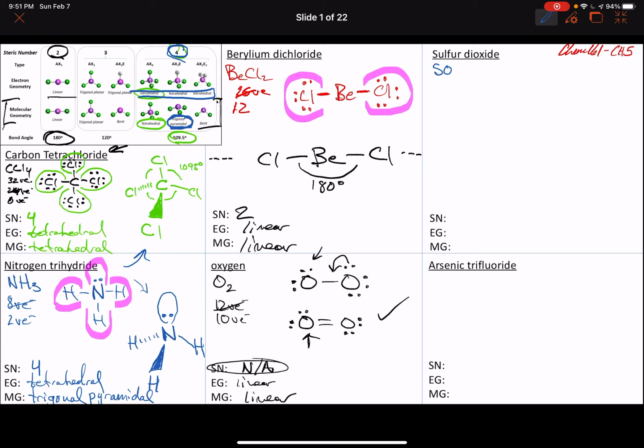So sulfur dioxide, again, non-metal naming, SO2. Oxygen and sulfur are both in column 6, group 6, so they each provide 6 valence electrons. So we have 6 from oxygen, plus 6 from the other oxygen, 6 from sulfur, so that's a total of 18 valence electrons.